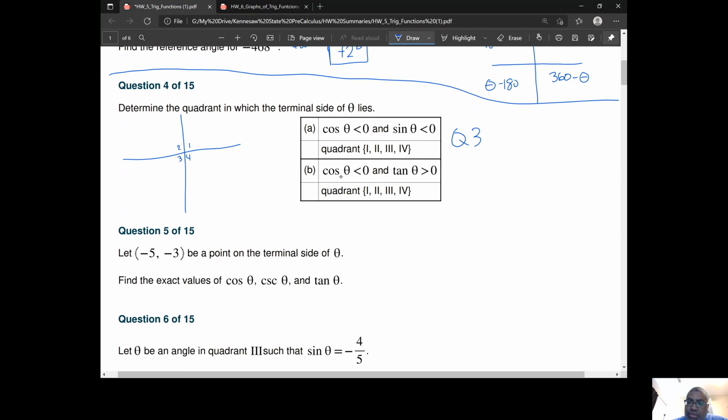So we know that tangent is equal to sine of theta over cosine of theta, which is y over x. Tangent theta is positive here and here, when x and y are both positive, or x and y are negative. So if tangent theta is greater than 0 and cosine is less than 0, then we're over here, and that's quadrant 3 again.